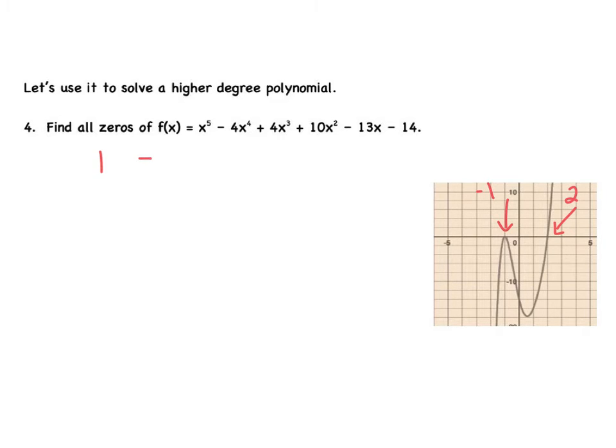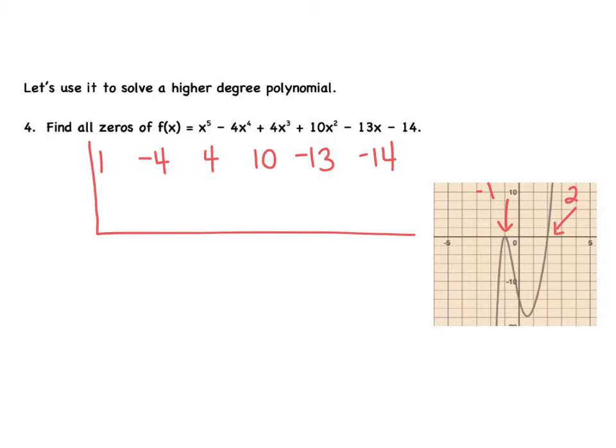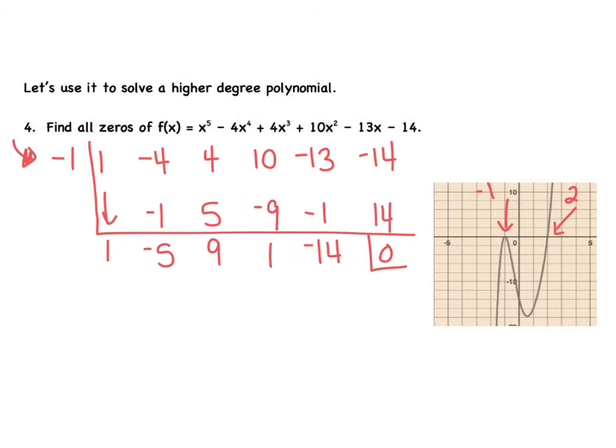But what am I going to do then? I'm going to do synthetic, and I'm probably going to do it more than one time because this is to the 5th power. So I'm going to begin using, remember it's always the 0 that goes on the outside. I'm going to use -1. So I'm going to bring down the 1, multiply, add, go ahead, crank out your synthetic. And there I go, I got a remainder of 0.